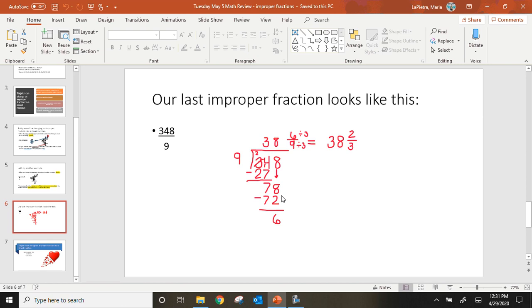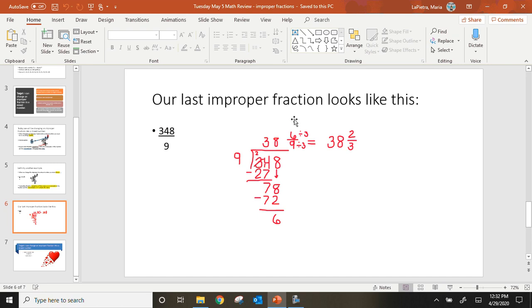9 goes into 78 8 times. 9 times 8 is 72. And as you can see, and I'm walking you through this, you can tell that we really need to use our math facts and know our multiplication facts, because it really helps us out. So 9 times 8 is 72, and when you subtract that, you get 6. My mixed number is 38 and 6 over 9.